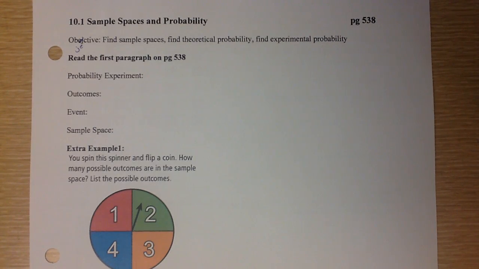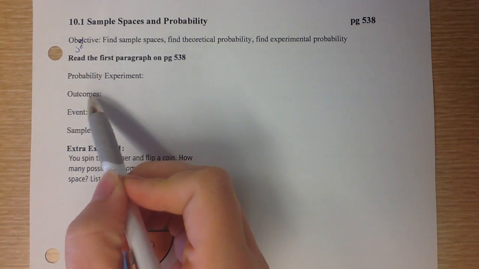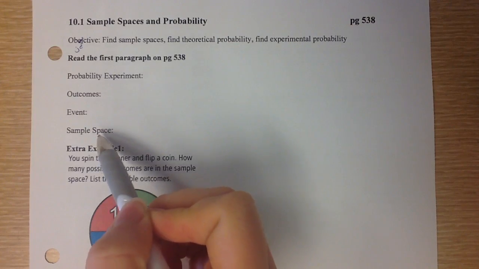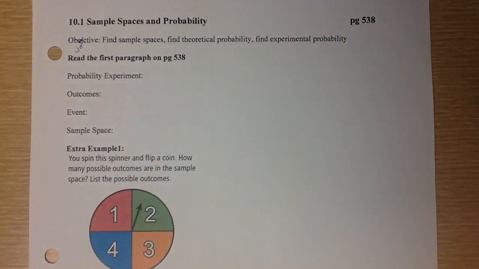So what I'd like you to do is pause this video, turn in your book to page 538, and read the top paragraph on that page, the very first paragraph underneath sample spaces. As you're reading, I want you to jot down the definition for a probability experiment, outcomes, event, and sample space. We'll have a discussion on the definition of those 4 words in class tomorrow. So pause the video and go and read.